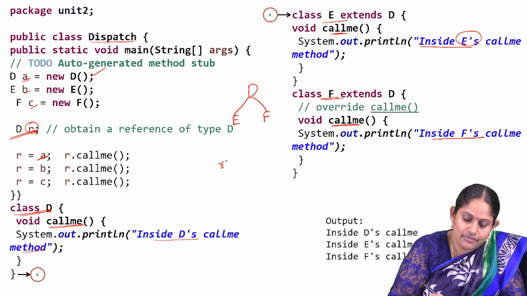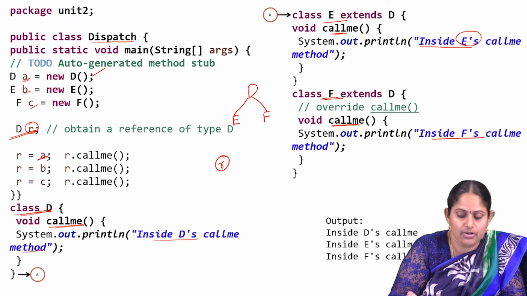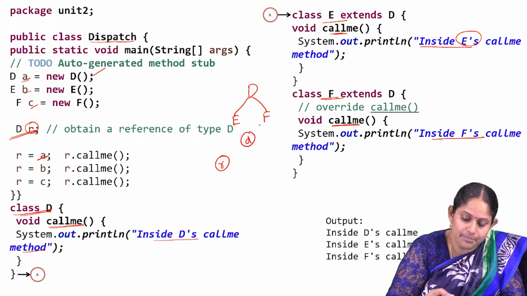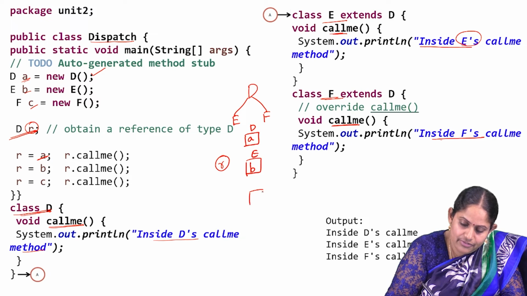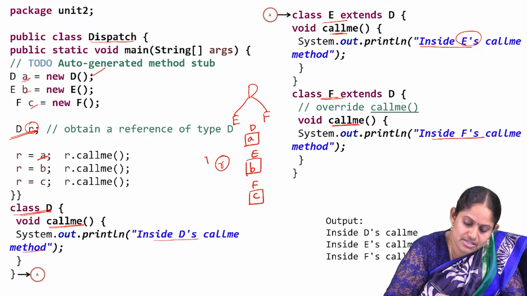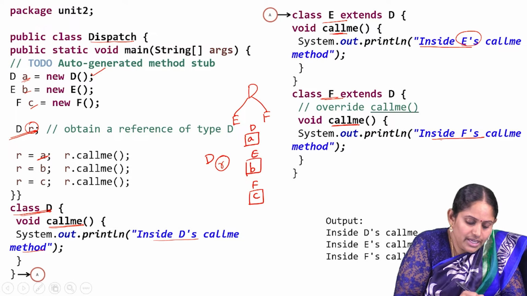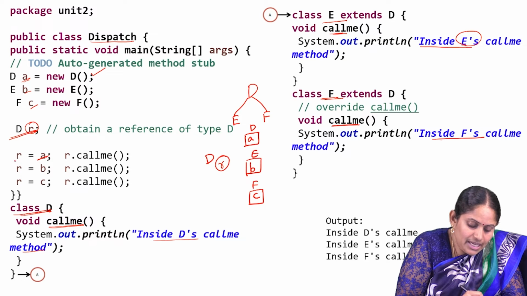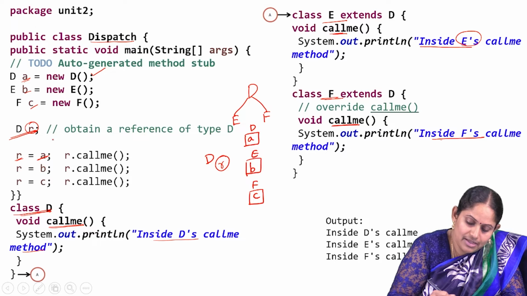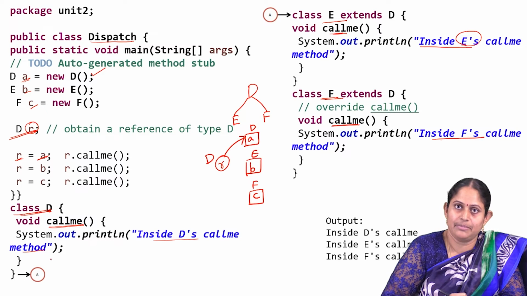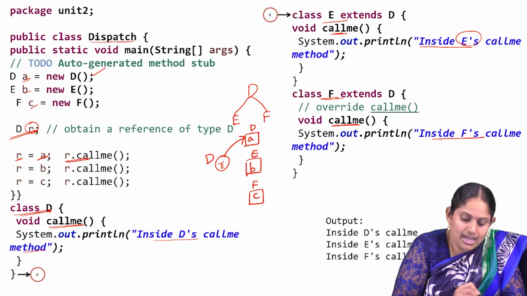So we have a reference of type D, and we have the objects of D. We have the object of D, which is A. Then we have object B, which is of type E, and we have C, which is of type F. Now we have this reference variable of type D. Now we are making R point to A. So when R is pointed to A, then we are calling callme.